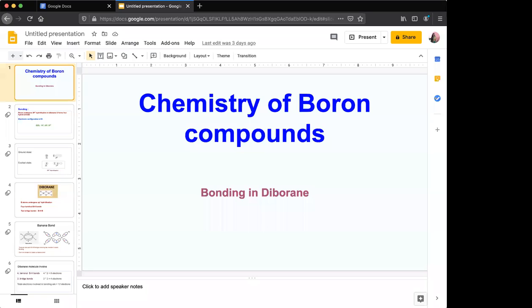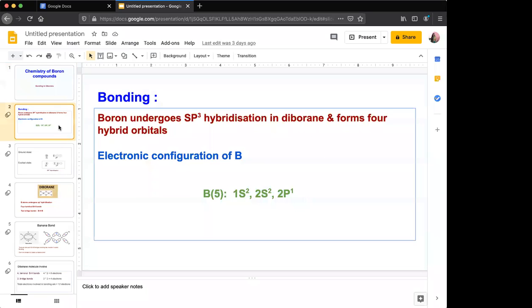Let's start with the bonding in diboron. Boron undergoes sp3 hybridization in diboron and forms 4 hybrid orbitals. Now let's see how this boron undergoes sp3 hybridization and forms 4 hybrid orbitals.